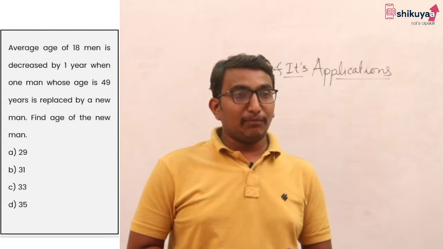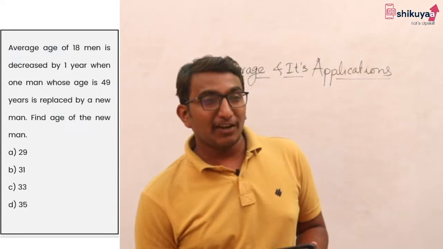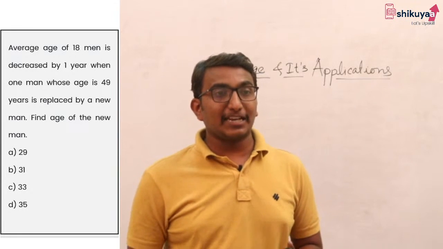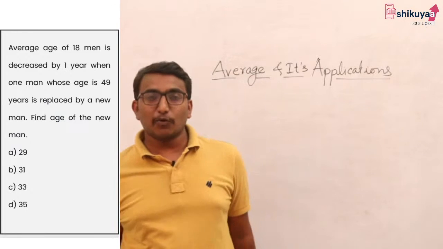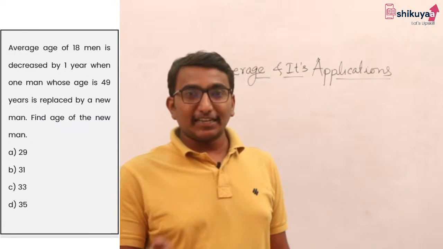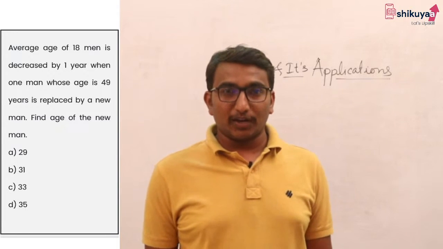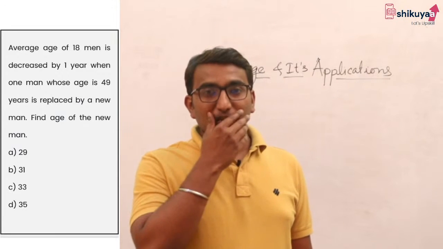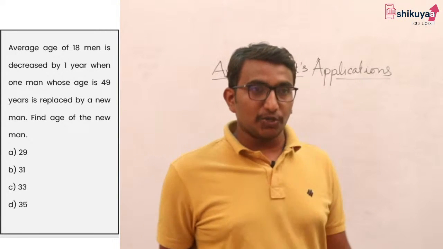The average age of 18 men is decreased by one year when one man whose age is 49 years is replaced by a new man. Find the age of the new man. It is a very excellent question, which is a little bit tricky compared to all the earlier questions. So I request you to try by yourself once and pause this video for a few minutes. Try by yourself. If you couldn't find it, then watch the solution in depth.